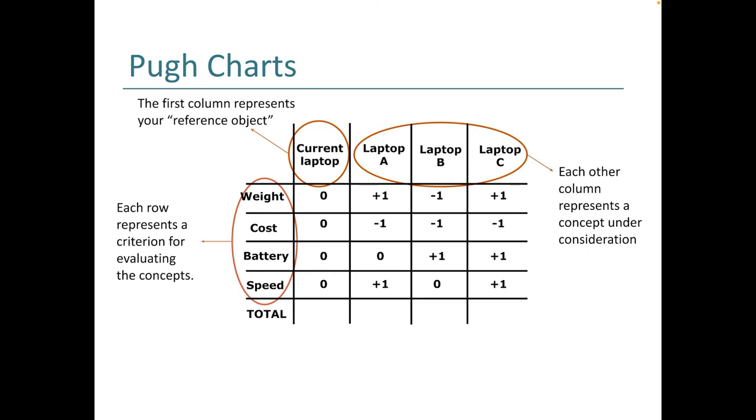And then you would do the totals. So your current laptop would have a score of 0. Your laptop A would have a score of +1. B would have a score of -1. And laptop C would have a score of +2. So you would say, oh, laptop C is the one that I should buy.